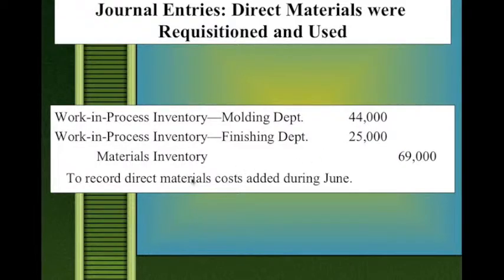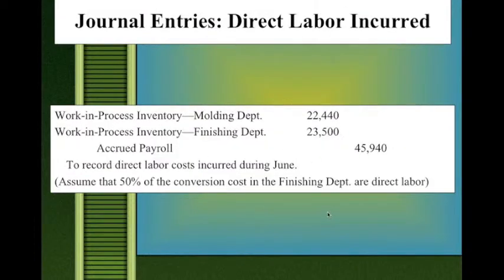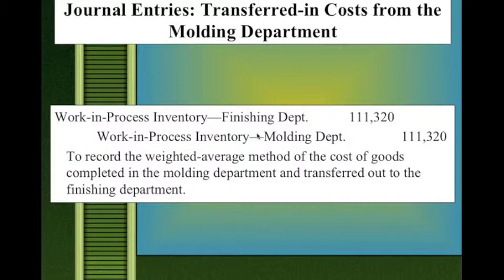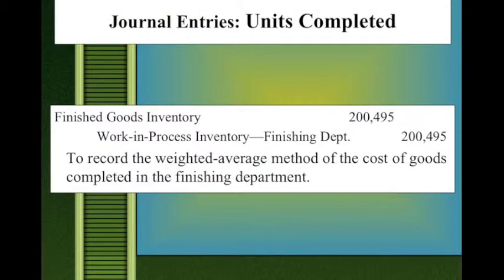This is to record material costs added during June. Okay, and this is to record direct labor costs incurred during June. So we're just splitting it up by department and charging it over to payroll. And this is to record the application of factory overhead to departments. So we're just splitting it between the departments and allocating it to the actual account. And this is to record the weighted average method of cost of goods sold. And this is the finished goods inventory.